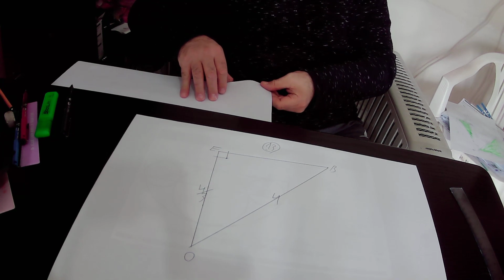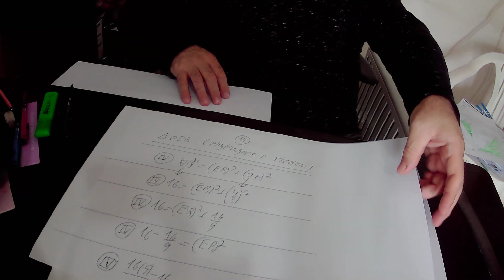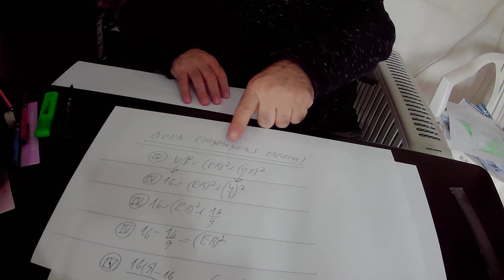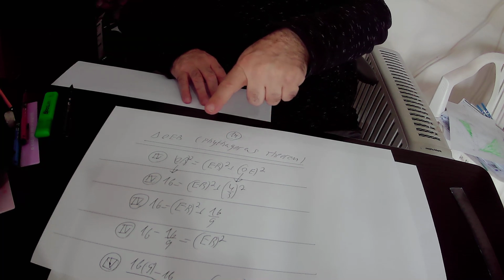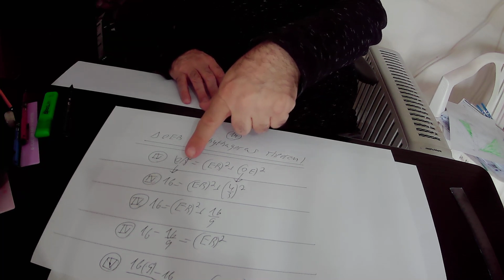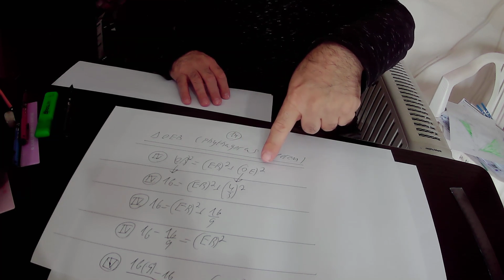According to the Pythagoras theorem, the square of the hypotenuse equals the sum of the squares of the perpendiculars, that is to say, OB squared equals EB squared plus OE squared. OB equals 4, so OB squared will be equal to 4 squared. 4 squared is 16. That equals EB squared plus OE squared.